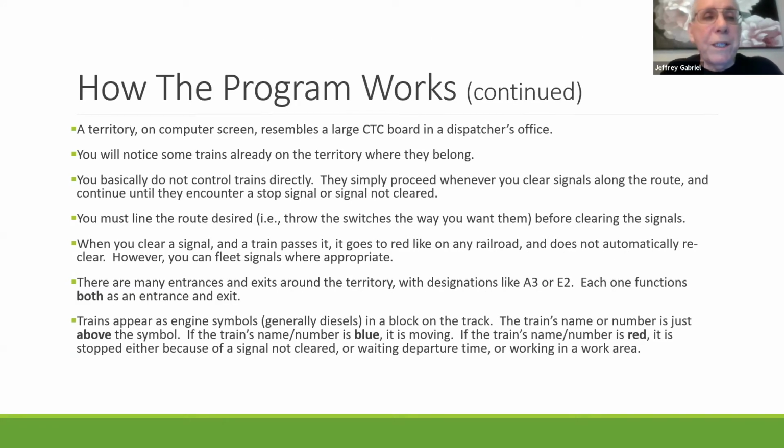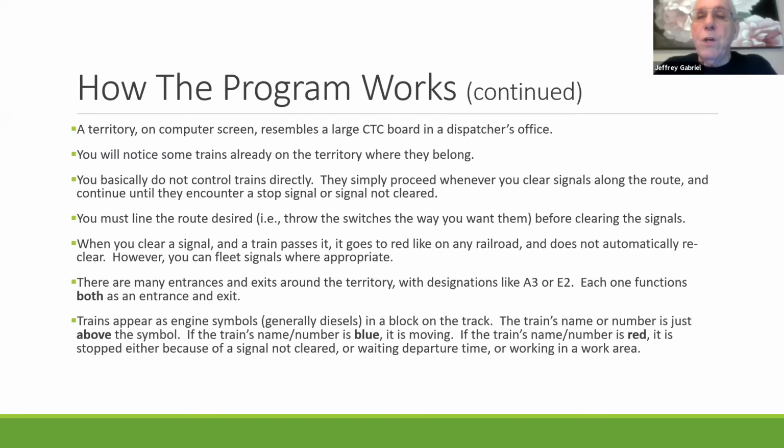How does it work? Continued. A territory resembles a large CTC board or TCS in a dispatcher's office, the old style GRS or Union Switch and Signal, whatever it was. You'll notice some trains already are on the territory when you start anytime. You basically don't control the trains like having a throttle and that type of thing and a brake.